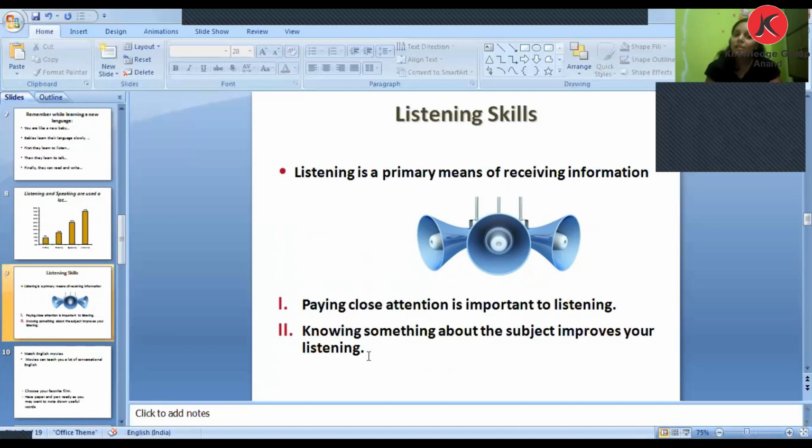But when I say, are you listening? It means, are you concentrating on the thing which you are listening to, or from which you are getting the information? So listening is a skill. There is a difference between listening and hearing. Here it comes that paying close attention is important to listening. I told you that hearing is just to perceive a sound through your organ of the ear, right? And listening is close attention. Paying close attention is important. Okay? Knowing something about the subject improves your listening. When you know something and you start listening, it improves your listening skill.